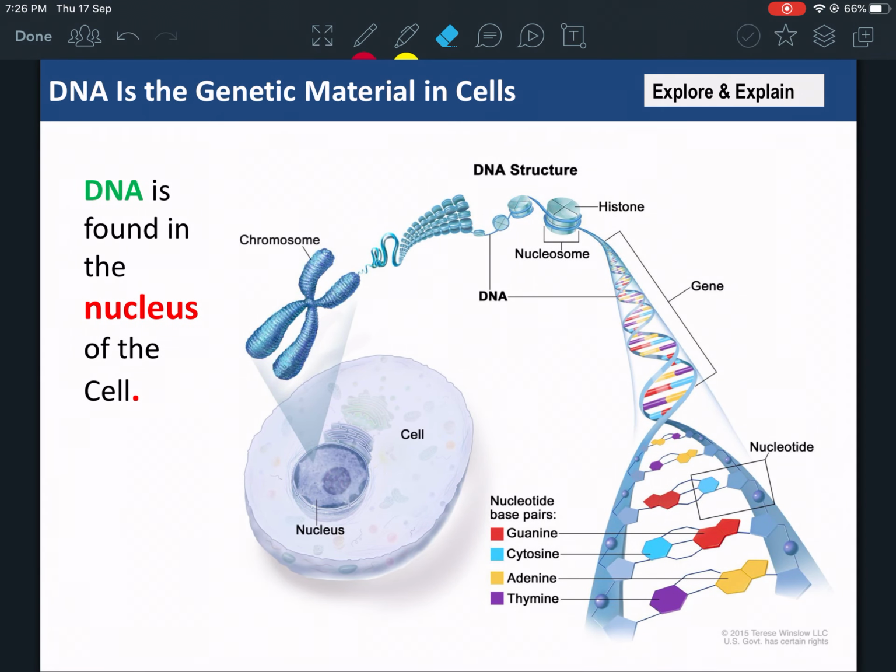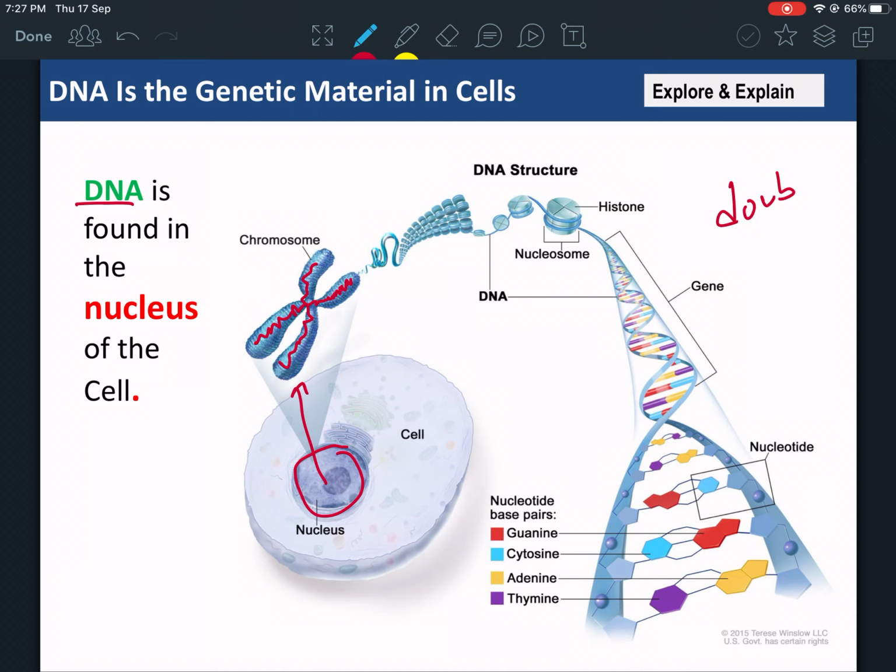You can see this again here. DNA is found in the nucleus. So this is the cell. This whole big thing is the cell. And inside the cell, you have a nucleus. This is the nucleus. Inside the nucleus, you have chromosomes. Chromosomes are made up of coiled DNA. A lot of coiled DNA. And the DNA is a double helix.